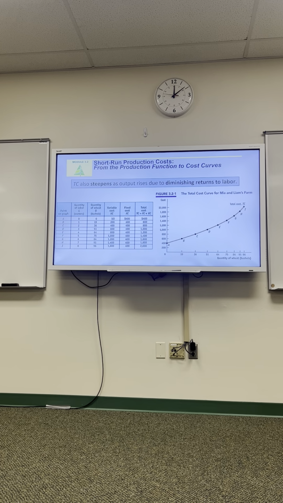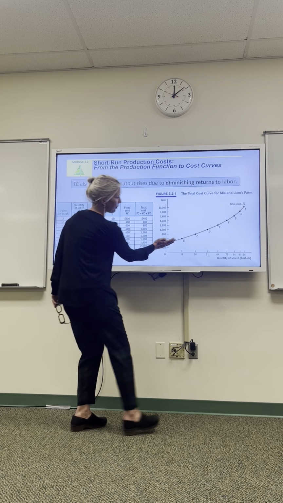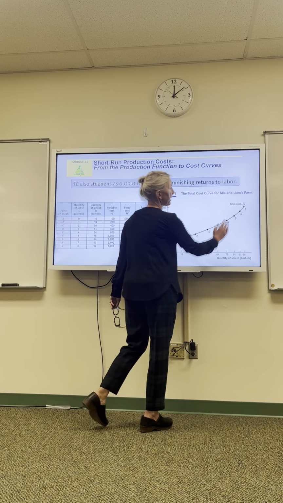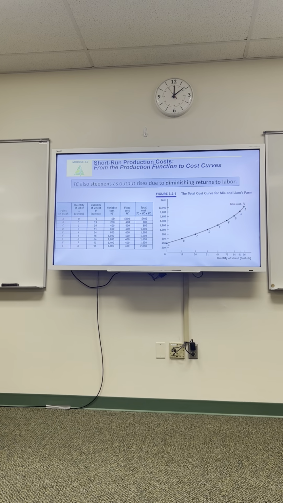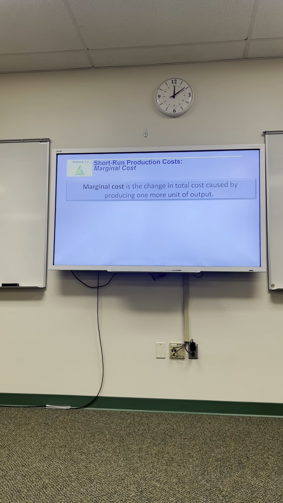It also steepens, like once you get to point C, it starts to go sharply up. And that is because there are diminishing returns to labor, okay? Diminishing returns to labor. As you add more workers, you get more and more output, but the amount each one adds becomes smaller and smaller. So that costs you more, right?